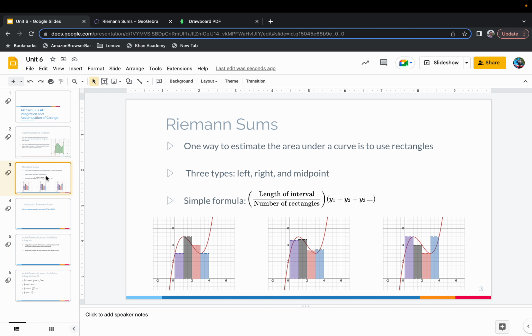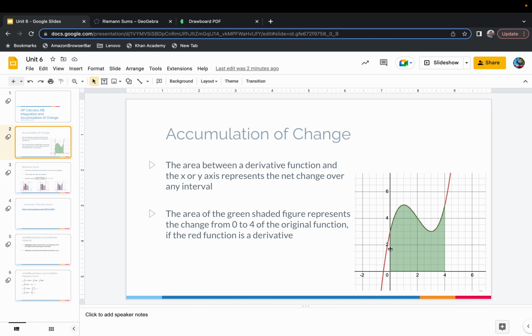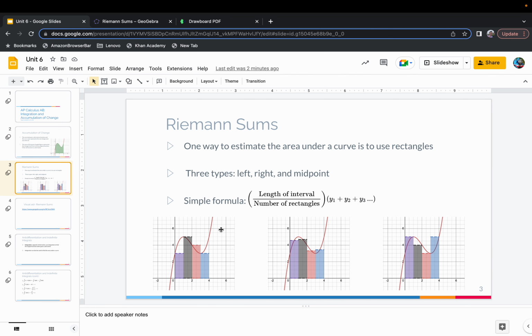So one way to calculate that, because it's hard to just calculate this awkward shape, is to use what are called Riemann sums. They use rectangles, which have a simple formula, obviously, to calculate the area. So you divide into however many sections you want. In this case, each one is divided into 4 sections.